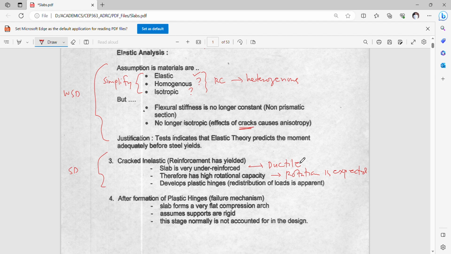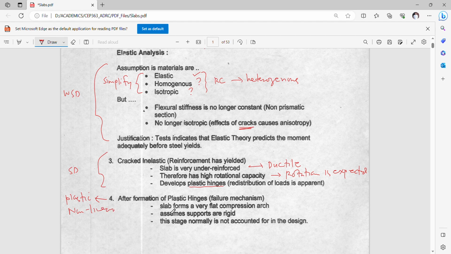Okay, so it develops plastic hinges and redistribution. So we have discussed this in our redistribution of moments in beams. So it is similar, not the same, but very similar to slab analysis. So here now is the plastic design or the nonlinear analysis. Okay.